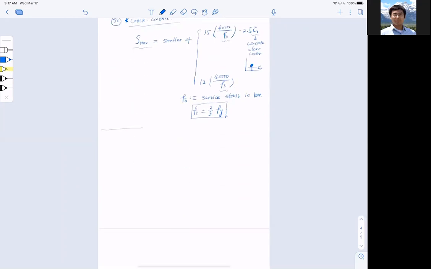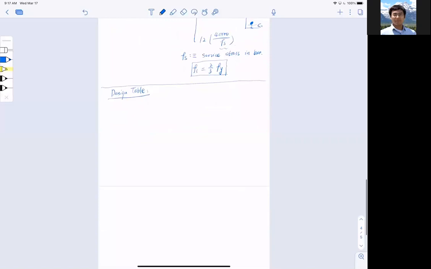Here is the design table for one-way slab. We can simply divide it into two sections. One is design for the longitudinal direction. That means this is in L1.